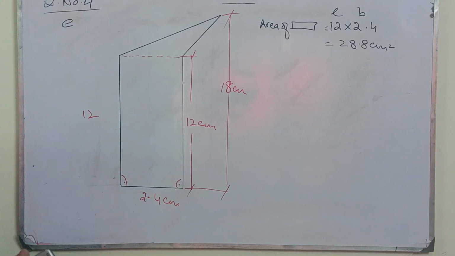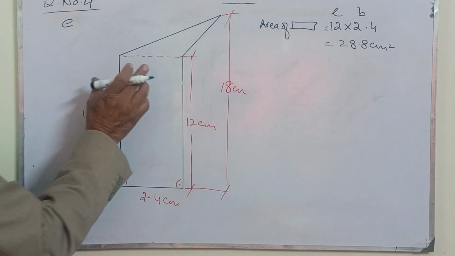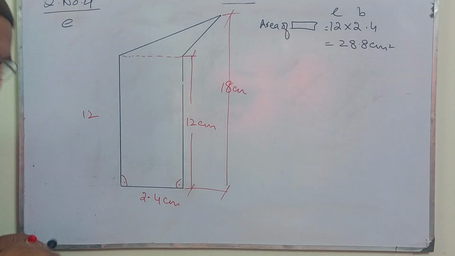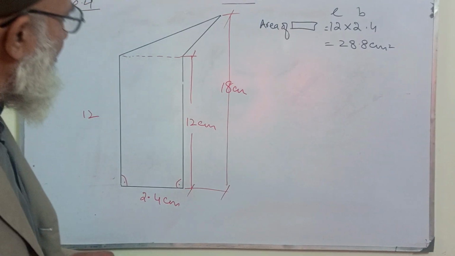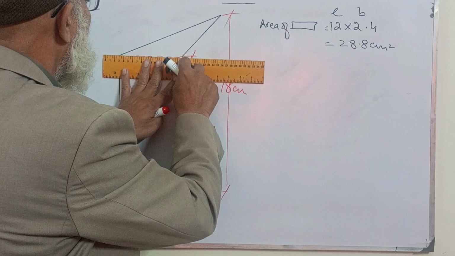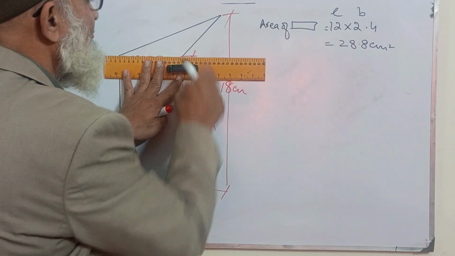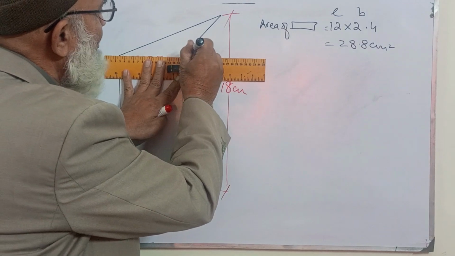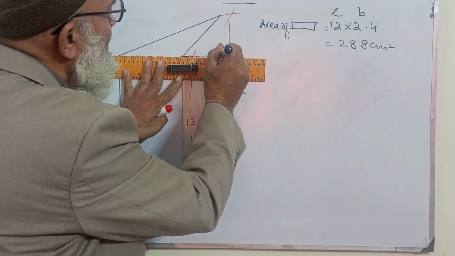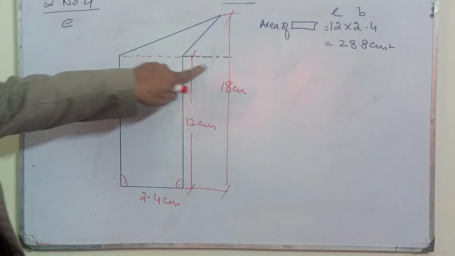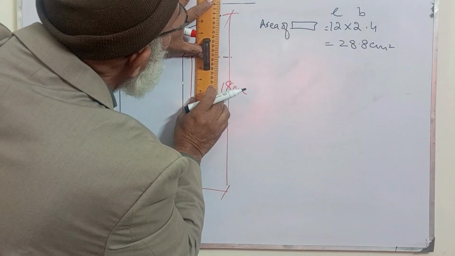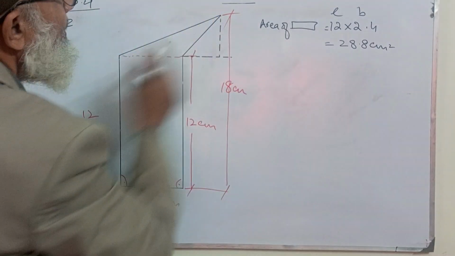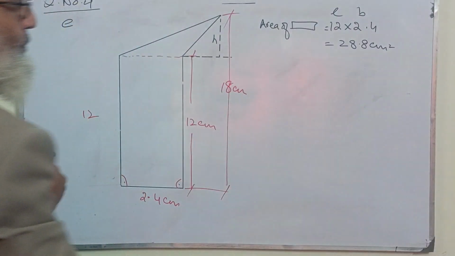Now when you find the area of this sort of triangle, for which you cannot find the height, what you do is you just extend this line from the base. Now I have extended this line. Now this is your height, which is required to you.